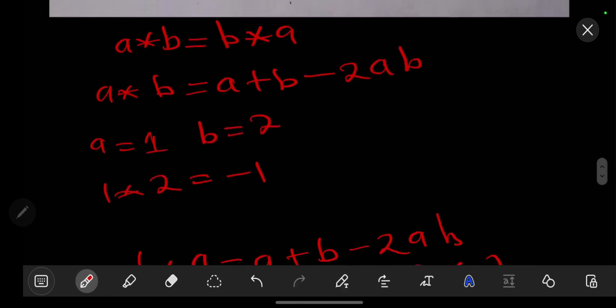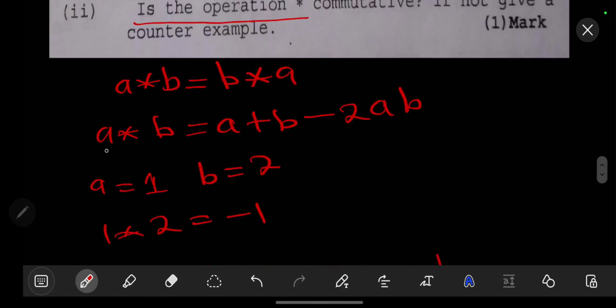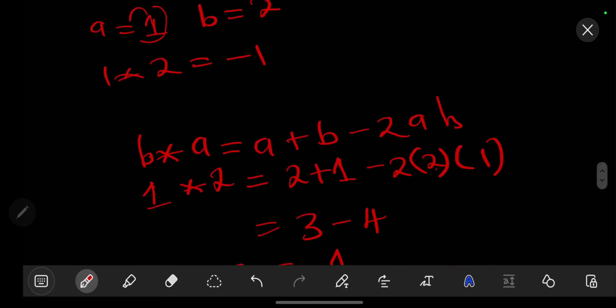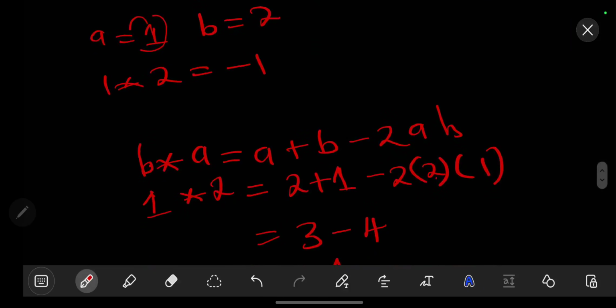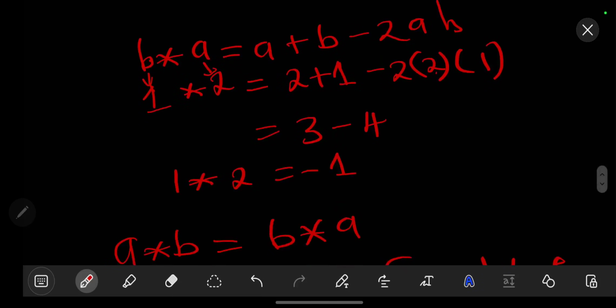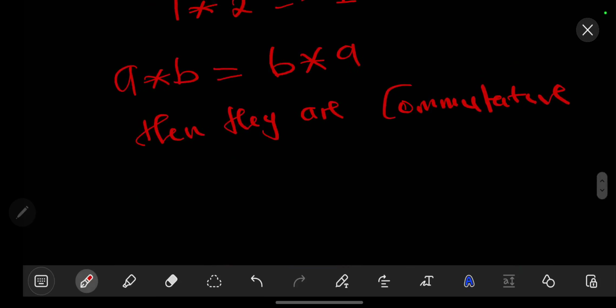So in other words, what we just require to do is that where there is A, you put 1, where there is B, you put 2. Then for the second part, you are going to just interchange them. So you have where there is A, you put a 2, where there is B, you put a 1, which was the opposite, and find the value. If they are the same, then they are commutative.